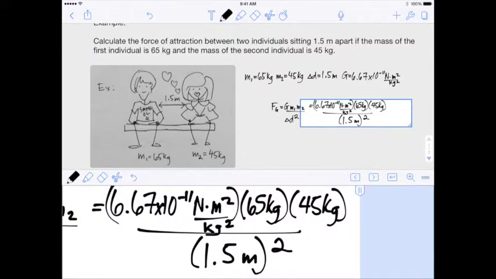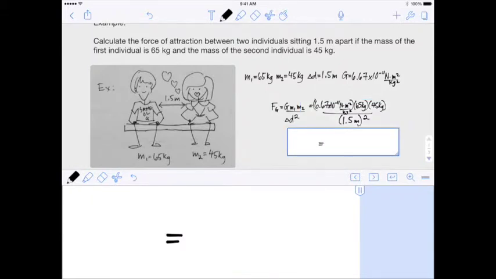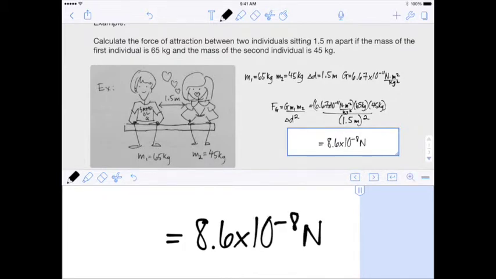Punch this into your calculator, and you get 8.6 times 10 to the power of negative 8 newtons. As you would have imagined, the force of attraction between two people sitting beside each other is really small. You shouldn't be able to feel it or sense it. And if we do the calculation, we can see that it's 8.6 times 10 to the power of negative 8 newtons.